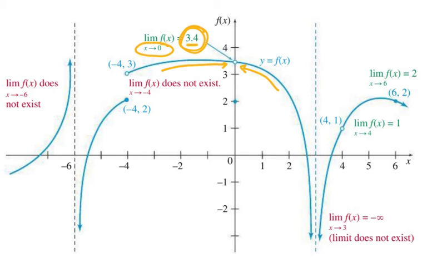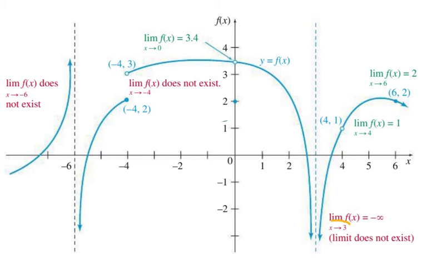However, if I asked you to tell me what is f of 0, what is the output, the defined y value at x equals 0, you'll notice we have a solid dot there at y equals 2. So the function value here, f of 0, is equal to 2.